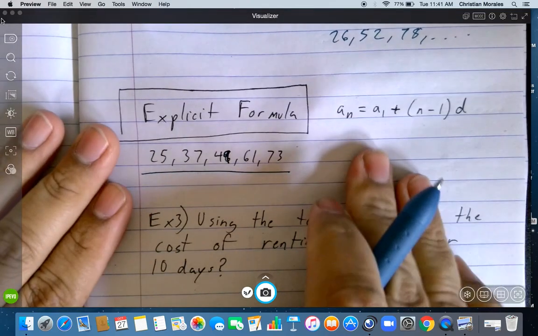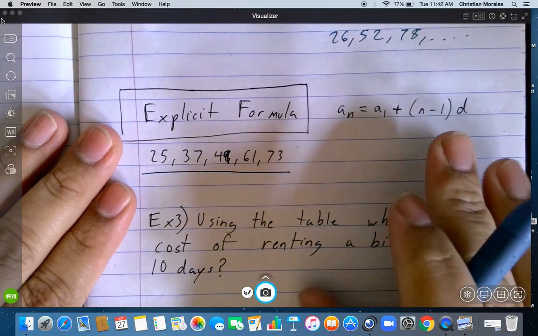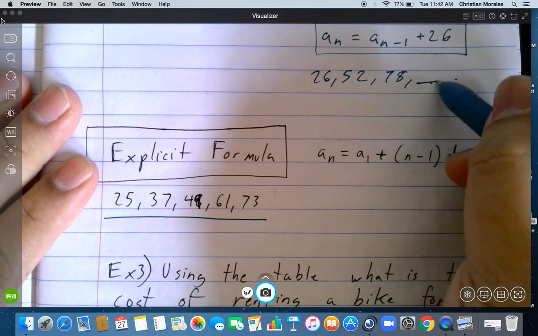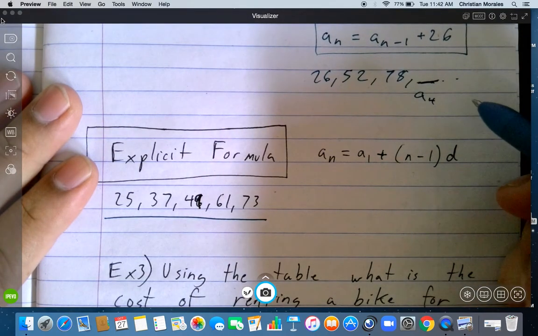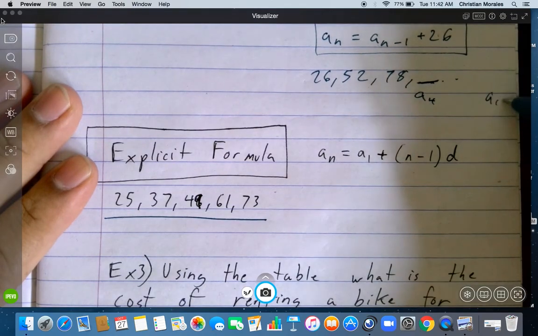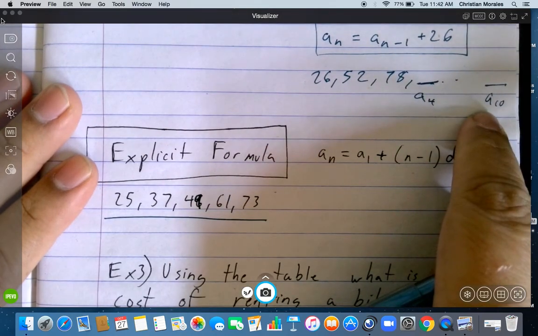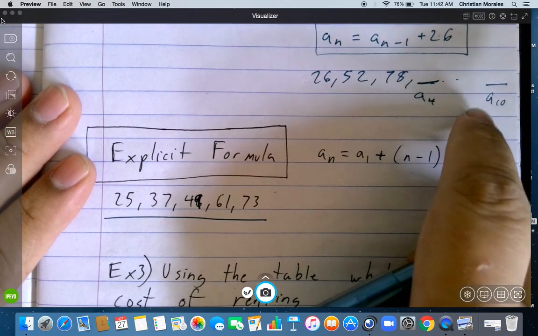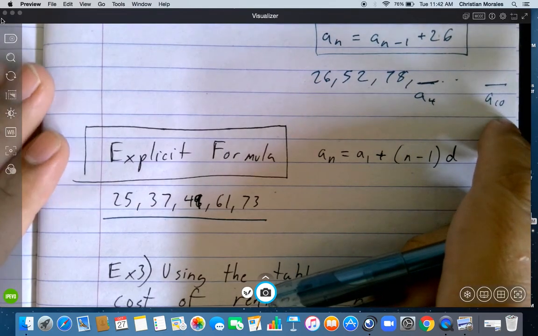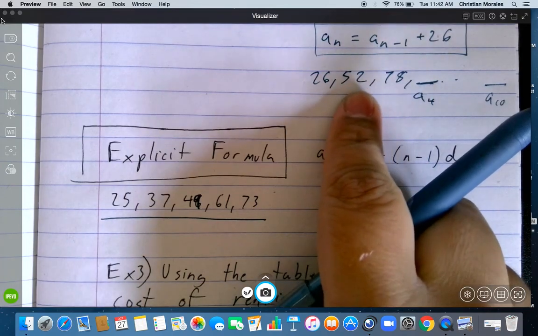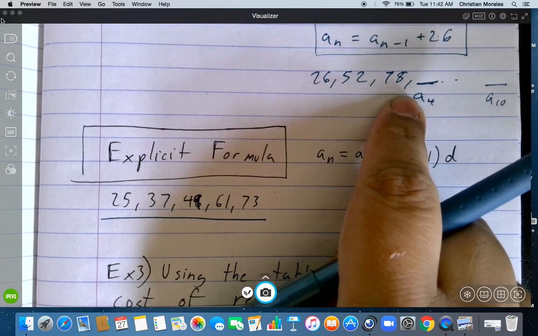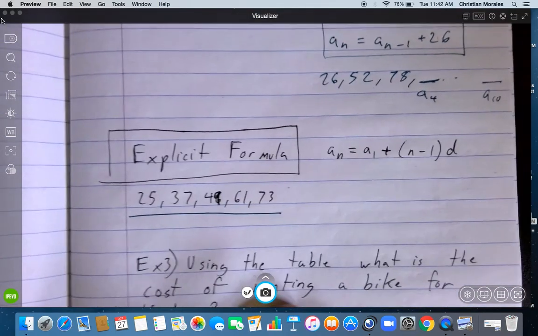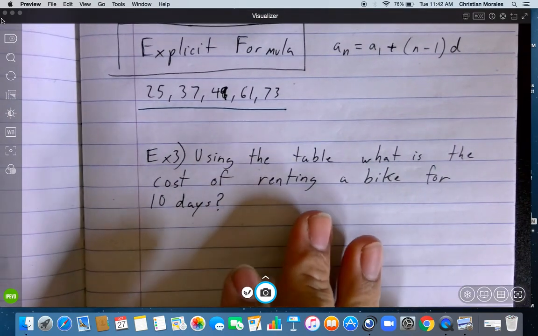Okay. Now, I like this one more because I can find any term with it. With the one up here, I could find the next term. I could find A4, but I couldn't find A10 right now. If I wanted to find the 10th term, I would first have to find A4, then 5, then 6, then 7, then 8, then 9, and then I could find 10. So this recursive formula is only good for finding the next one. It's kind of hard to do it if they're asking for a term that's really far away. In those cases, I would rather use the explicit formula.